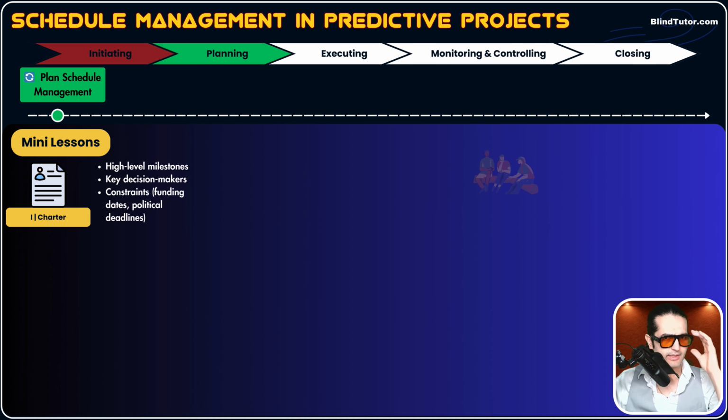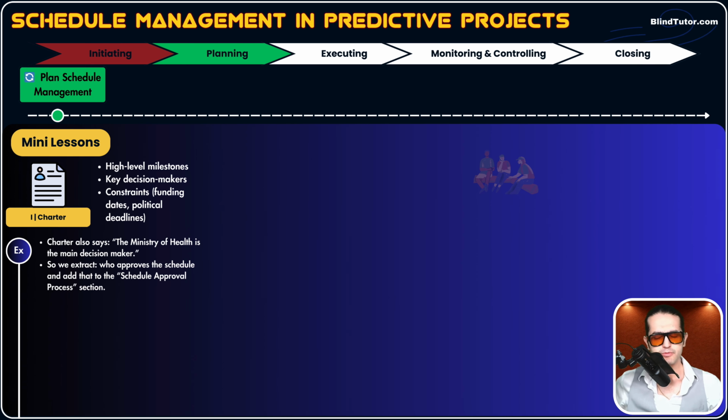Now, let's see how the charter helps us in the plan schedule management process. Let's elaborate with an example. For example, the charter says that there is a high-level deadline: the project needs to be finished by, let's say, 2029 or 2030. Okay, this statement is mentioned in the charter. So what's the goal of this process? Creating a document called the schedule management plan.